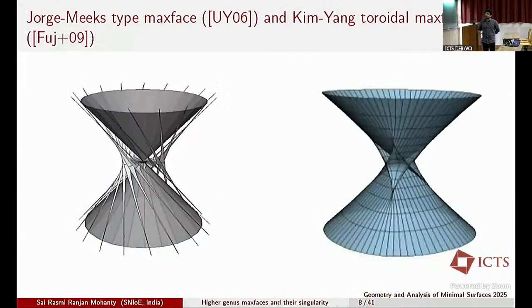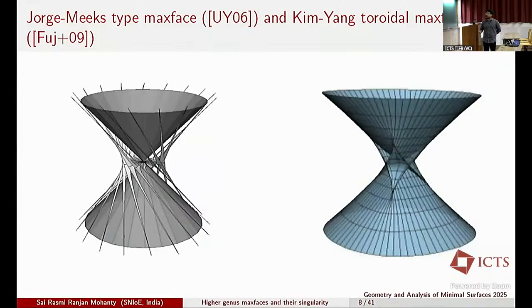And similarly, George Mix also provided one Max space, which has n number of ends. This is the George Mix type Max space, and here it is not complete, only a Max space. And this is the genus 1 Kim and Young toroidal Max space, and here both ends are catenoidal ends. So this is also genus 0, but this is genus 1.